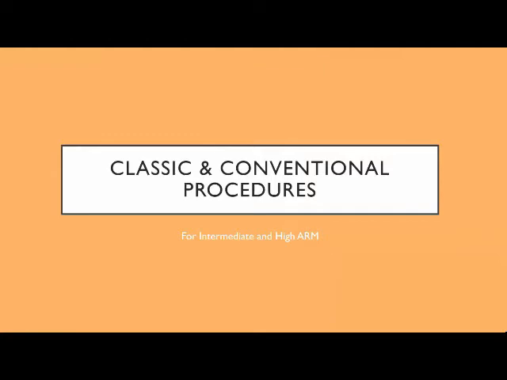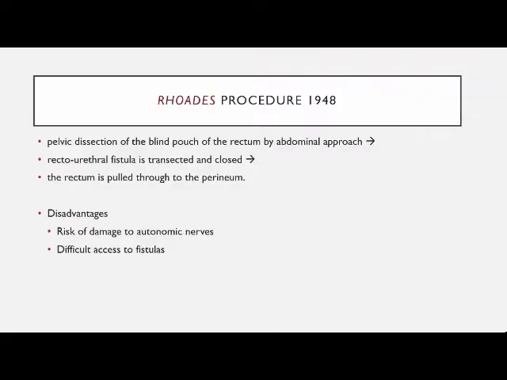We'll first go through the classic and conventional procedures which were described especially for intermediate and high ARM. Initially, in the early 1800s, formal perineal proctoplasty was first described, followed by the anal transposition technique. And in the early 1900s, single-stage abdominoperineal procedures were widely used. One such procedure is the Rhodes procedure, which was described in 1948, which entailed pelvic dissection of the blind pouch of the rectum by an abdominal approach, rectourethral fistula transection and closure, followed by pull-through of the rectum through the perineum. However, this was not a very accurate procedure.